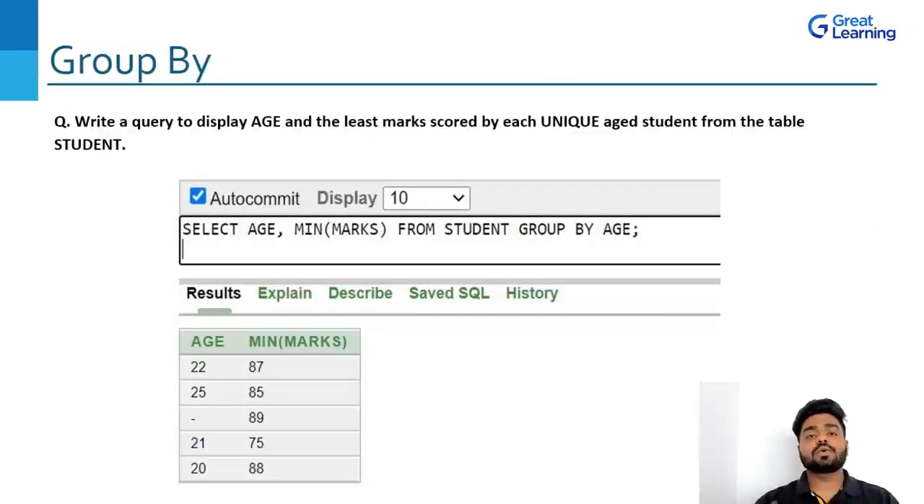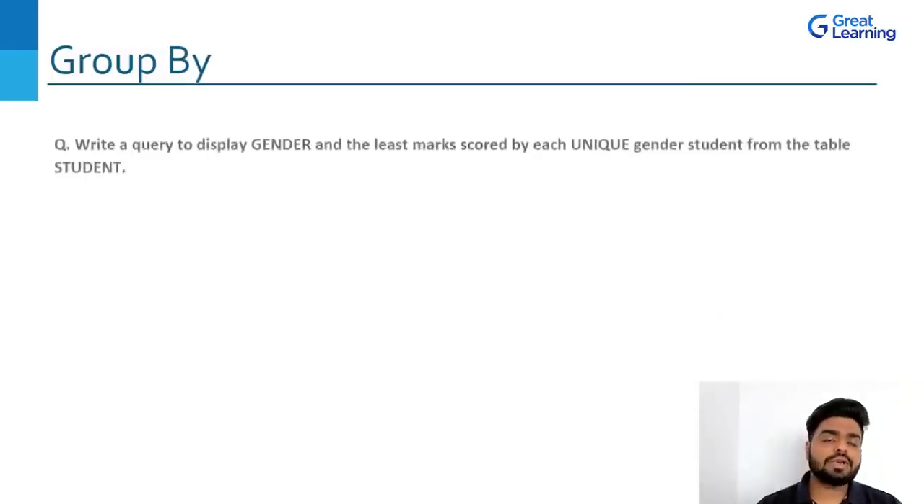So this is what group by is. When you have similar or matching values, you group that particular data in one group, and then you can apply some conditions on that. So these are nothing but the clauses. Let's see one more example.